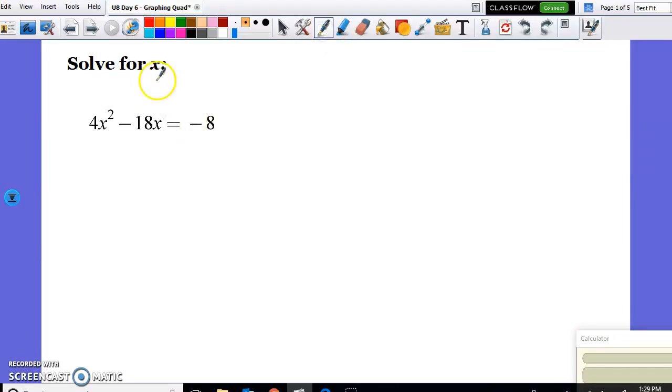Today we're going to begin by solving for x. I want to know what values of x will make this equation true: 4x squared minus 18x equals negative 8. Now I want to take advantage of the zero product property in factoring to solve this equation for x.